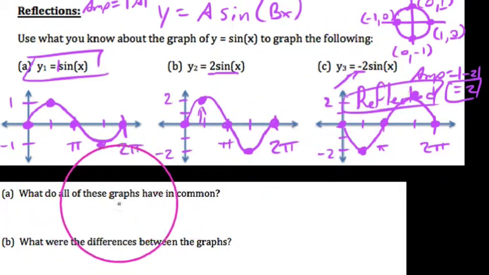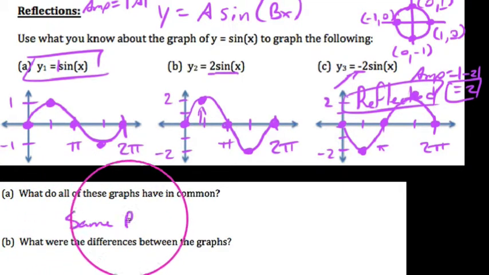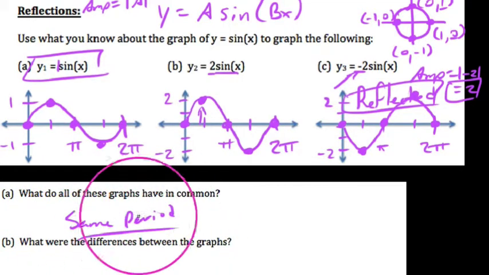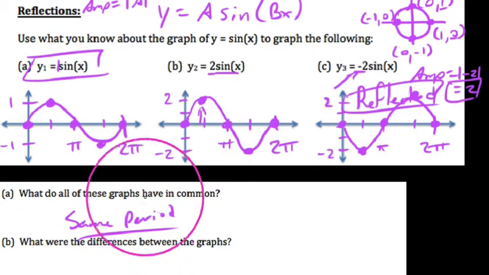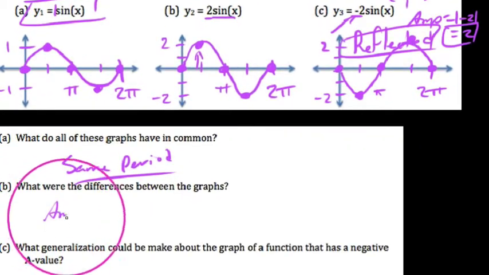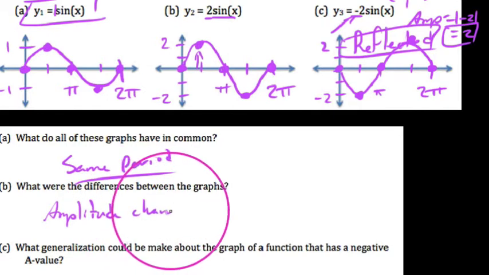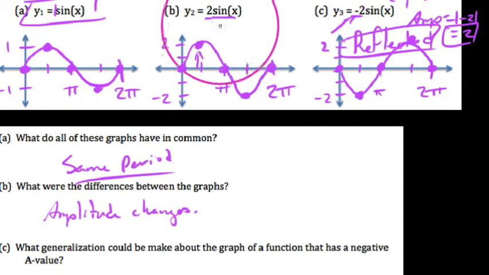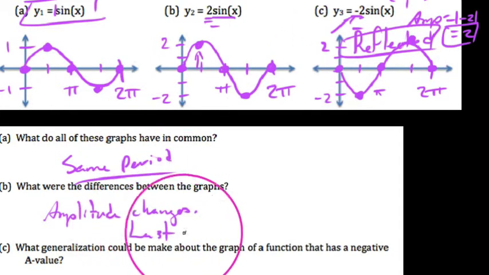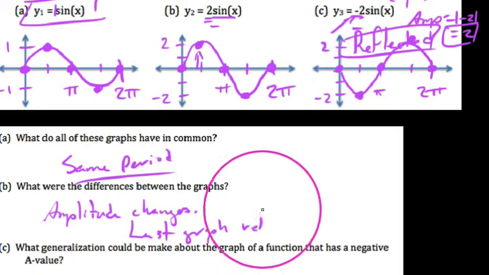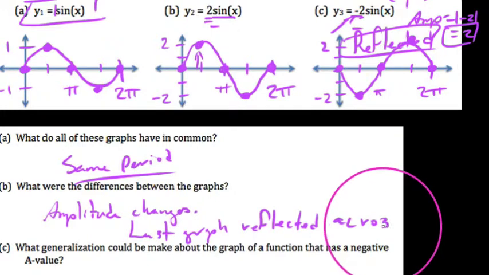So when I ask, what do all these graphs have in common? They had the same period. We didn't change that at all. So it went through one full cycle in a 2 pi input value length. What are the differences between these graphs? Well, the amplitude changed from graph 1 to graph 2. You could comment that the second two both had an amplitude of 2, but you could also say the last graph was reflected. Reflected how? Reflected across the x-axis.